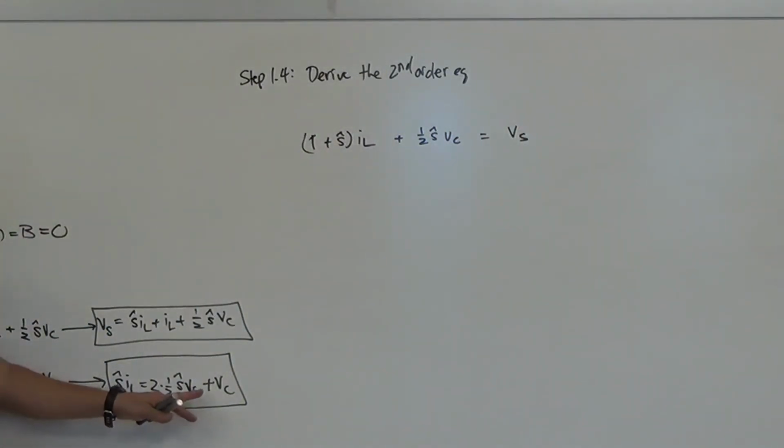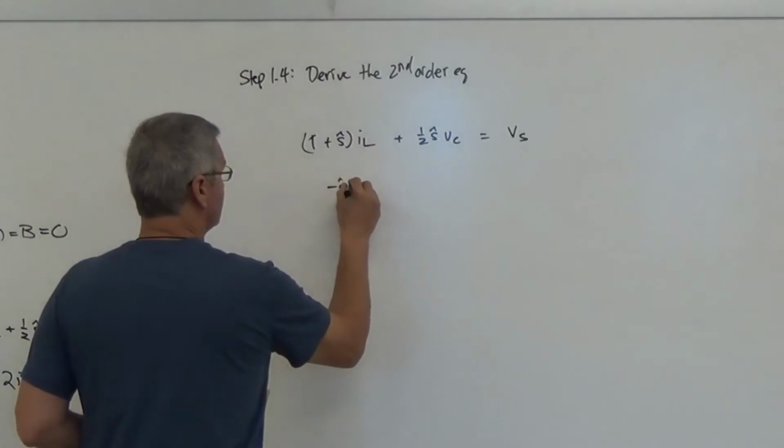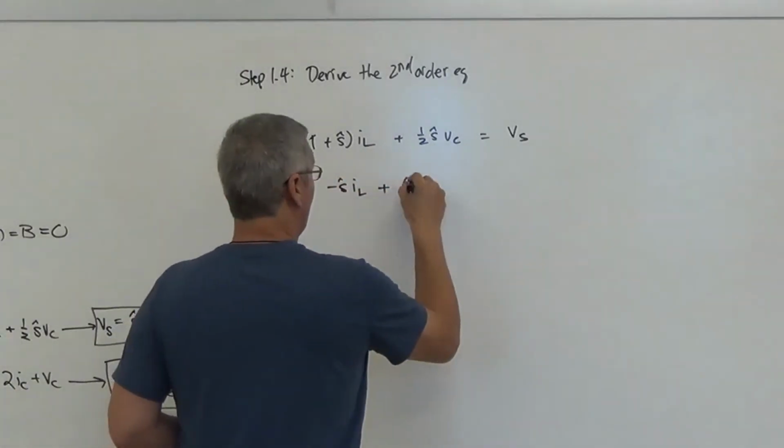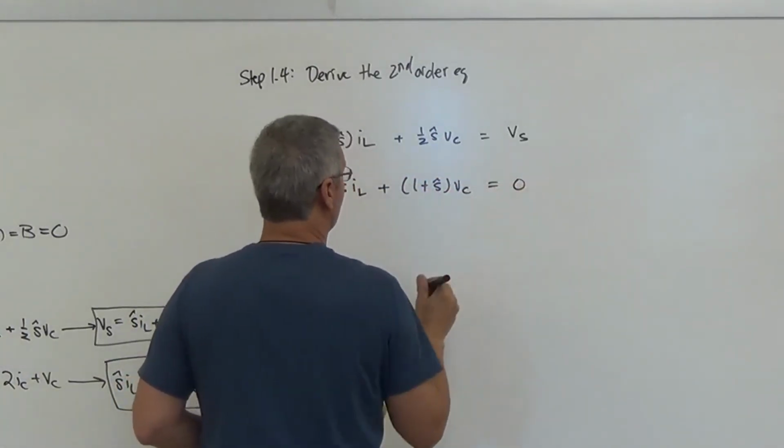This one here, I'm going to take the VC terms and bring them to the other side. It doesn't really matter actually. I'm going to take this one to the other side. That might be better. So then I'm going to write minus s hat IL, and then I'm going to get 1 plus s hat VC equals 0.